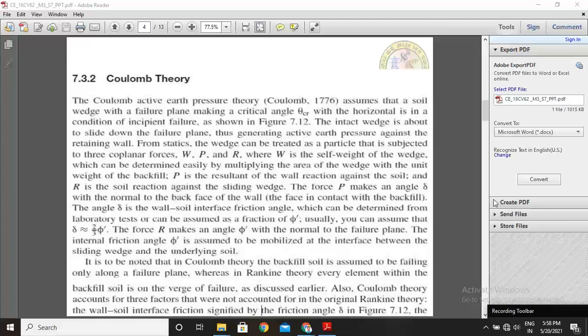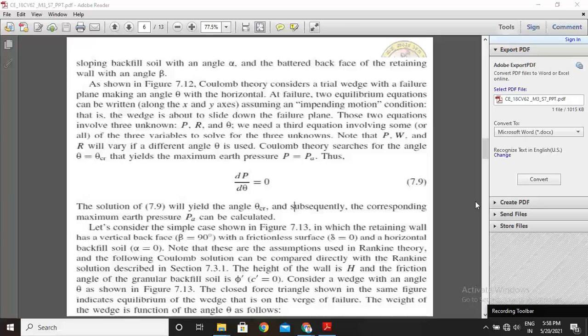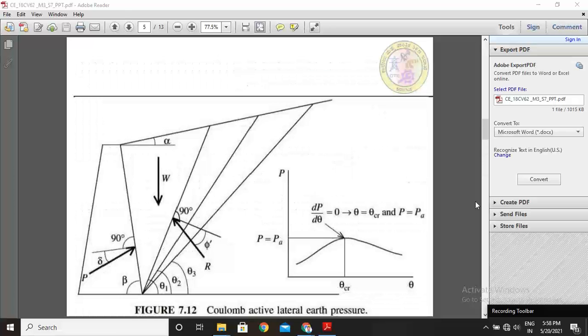Also, Coulomb theory accounts for three factors that were not accounted for in the original Rankine's theory: the wall-soil interface friction, signified by the friction angle delta in figure 7.12; the sloping backfill soil with an angle alpha; and the battered back face of the retaining wall with an angle beta. So this is figure 7.12, and this figure explains it.